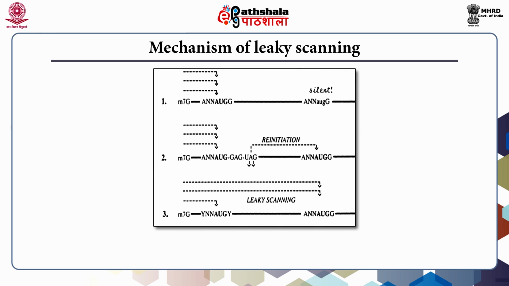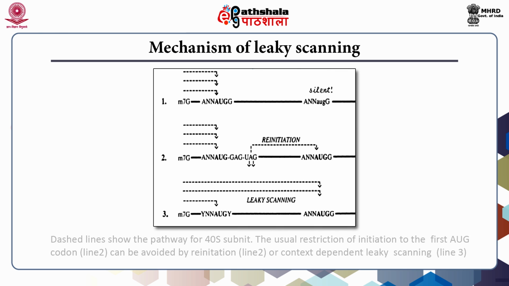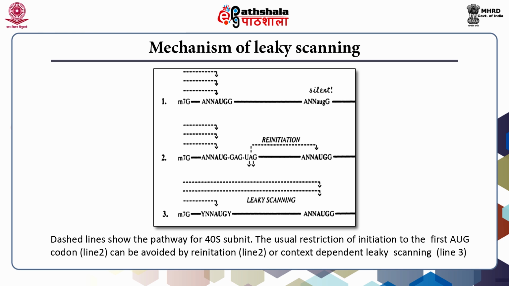This picture shows the mechanism of leaky scanning, and you can see the dashed line shows the pathway of the 40S subunit. The usual restriction of initiation to the first AUG codon can be avoided by reinitiation, line 2, or context dependent leaky scanning, line 3.